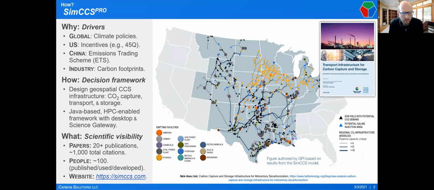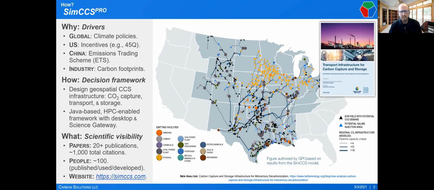First, a little bit of background. We know that CCS is basically part of every clean energy pathway, and that we will soon need to be capturing, transporting, and storing hundreds of millions or billions of tons of CO2 each year. And we need a decision support framework to help with that. That framework is called SimCCS Pro, and part of that is the SCO2T model for sequestering CO2.